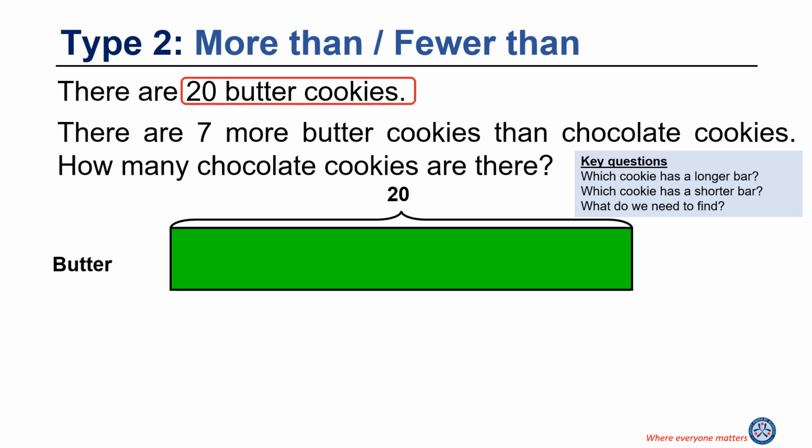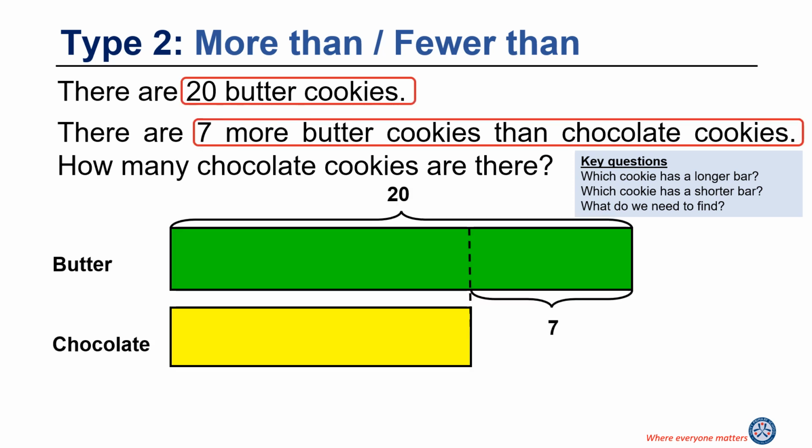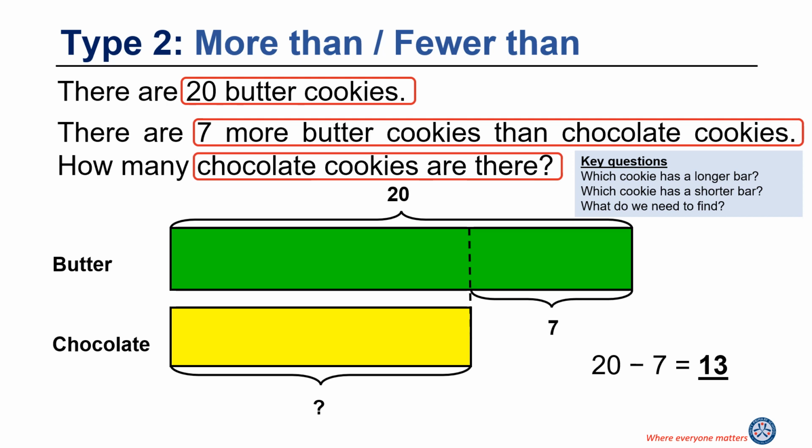Since there are more butter cookies than chocolate cookies, the bar representing the number of butter cookies is longer than the bar representing the chocolate cookies. The part representing 7 is the extra part from the butter cookies after comparing both cookies. To find the number of chocolate cookies, we subtract 7 from 20, and therefore there are 13 chocolate cookies.